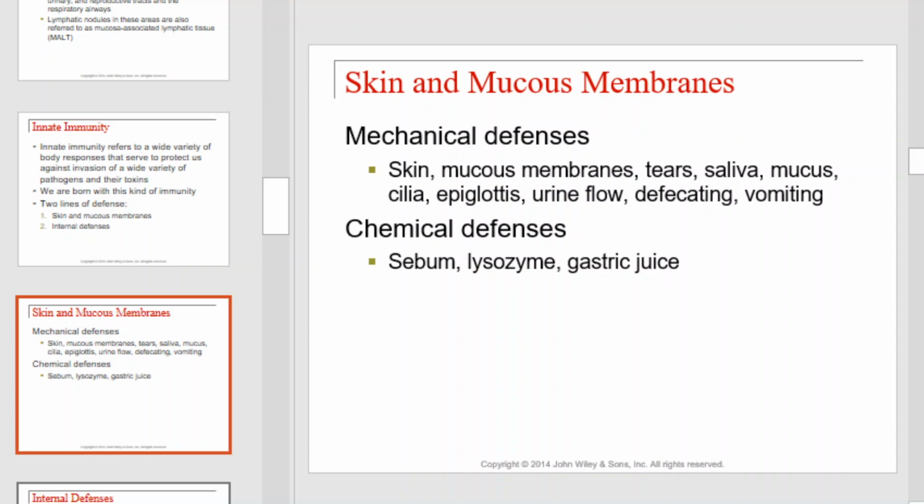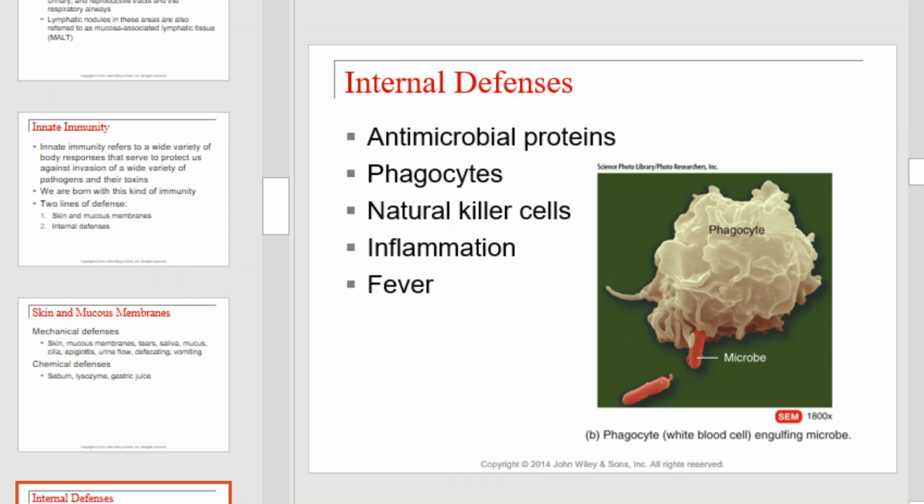Skin and mucous membranes combine to provide both mechanical and chemical defenses. The skin, mucous membranes, tears, saliva, mucus, cilia, epiglottis, urine flow, defecation, and vomiting are considered mechanical defenses. Sebum, lysozyme, and gastric juice are considered chemical defenses. Internal defenses include antimicrobial proteins, phagocytic cells, natural killer cells, inflammation, and elevated body temperature, or fever.